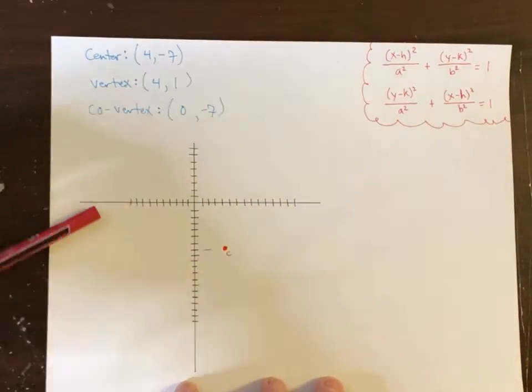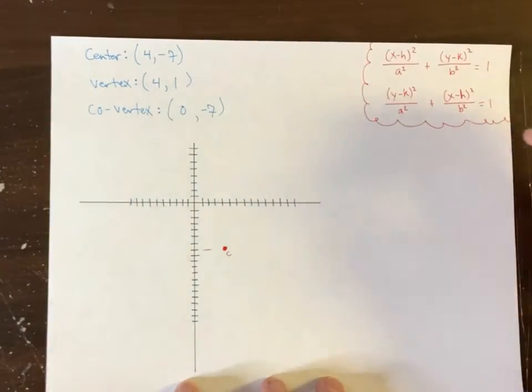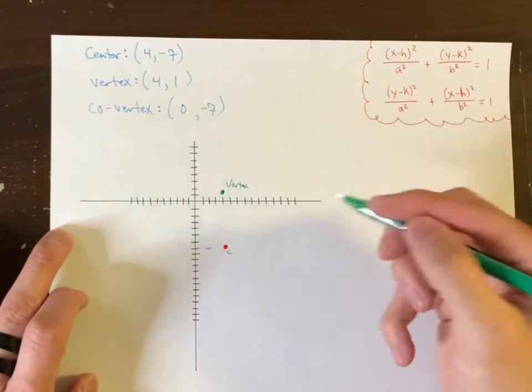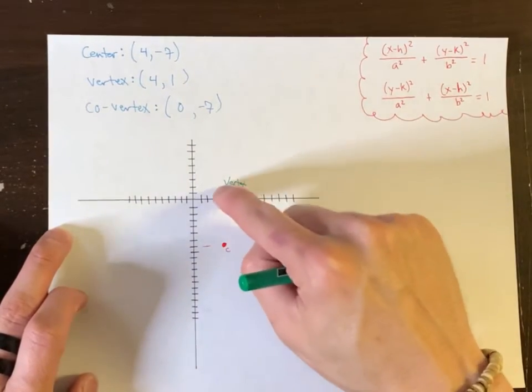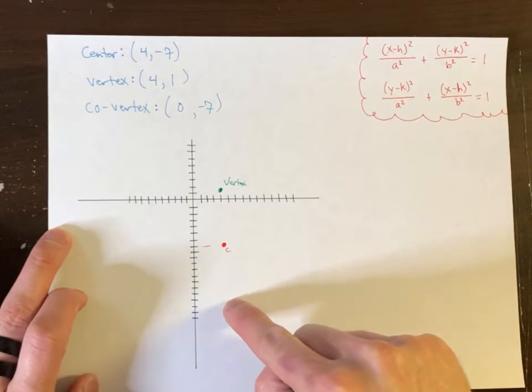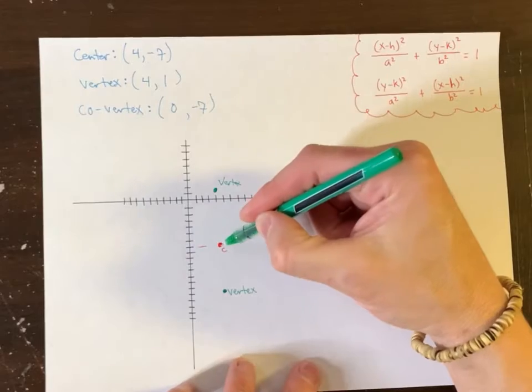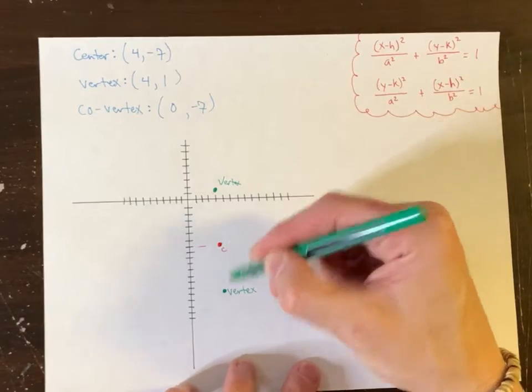And now what we have is a vertex at (4, 1). Now, if this vertex is here on this side of the center, then there has to be another vertex bounced over across on this side. So from here to here, it was 8. So from here to here, I went down 8.